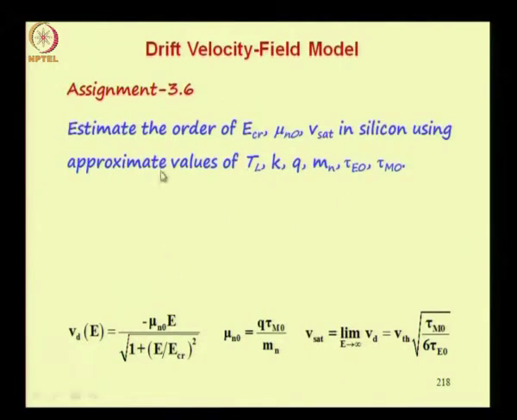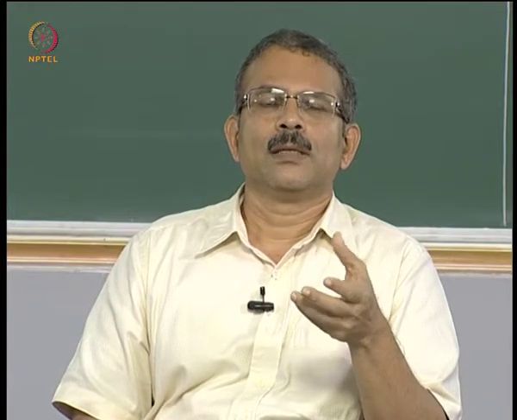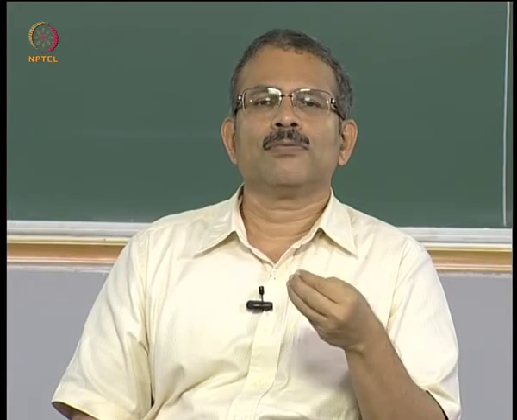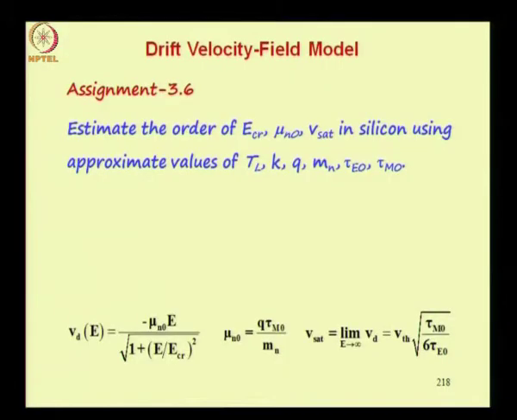I would also like you to estimate the order of the critical electric field, the mobility of electrons for low electric fields mu n0, and saturation velocity in silicon using approximate values of these quantities. Now just to give you some feel, tau m0 is of the order of a few tenths of a picosecond, and tau e0 is of the order of picoseconds. Okay. You can get the other quantities from books or internet.